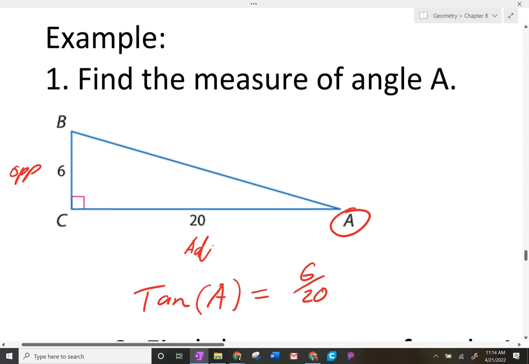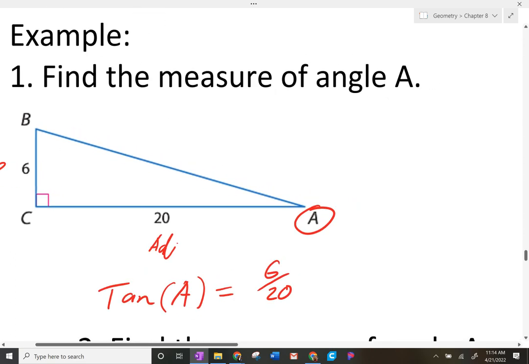So what you guys did yesterday is you did that 6 divided by 20. So let me get there so I can get back to writing it. Come on, calculator. 6 divided by 20. I get 0.3. So I have tangent of A equals 0.3.